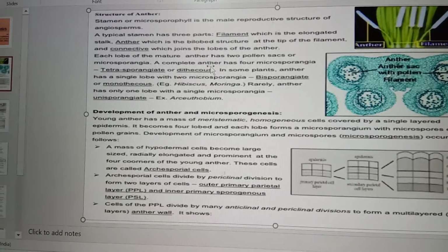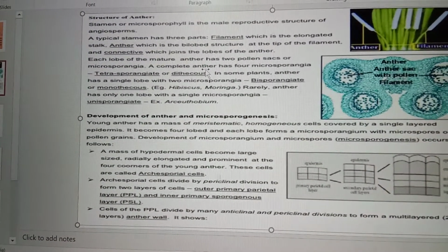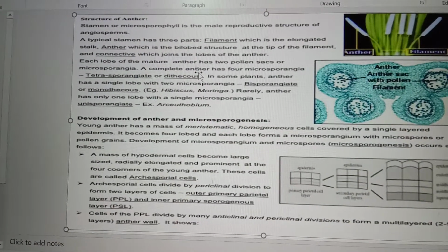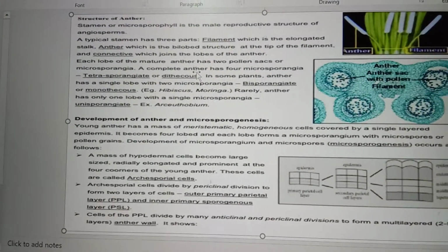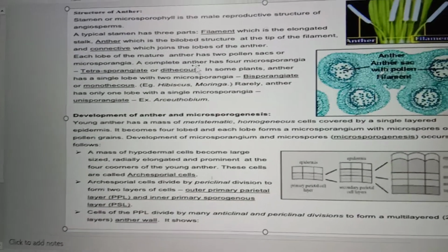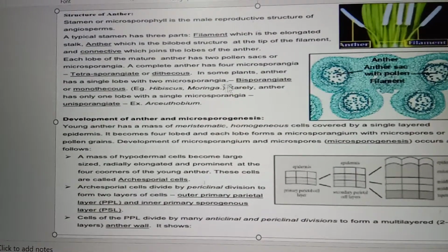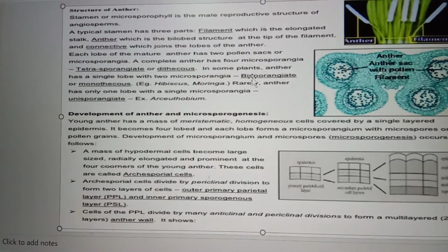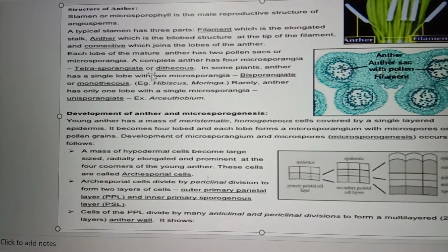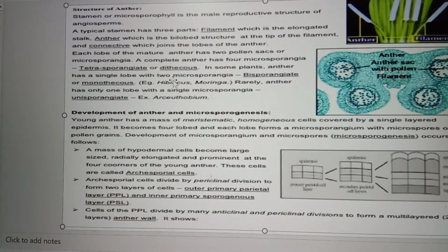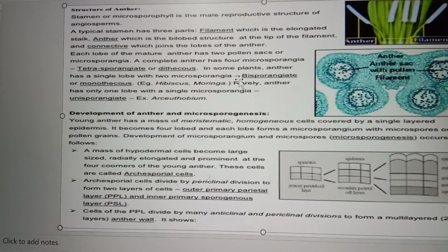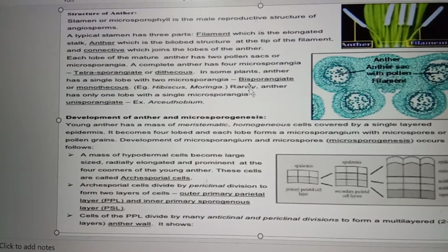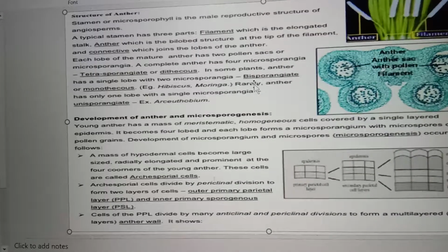So it is called tetrasporangiate. We call such type of anthers tetrasporangiate or dithecous. In some plants, the anthers have a single lobe with 2 microsporangia only. It is a characteristic feature of the monocot families. So we will call it bisporangiate rather than tetrasporangiate. Bisporangiate, or you may call monothecous.